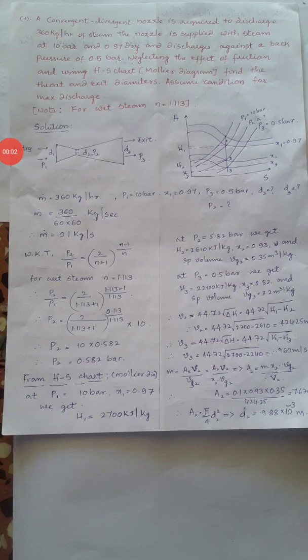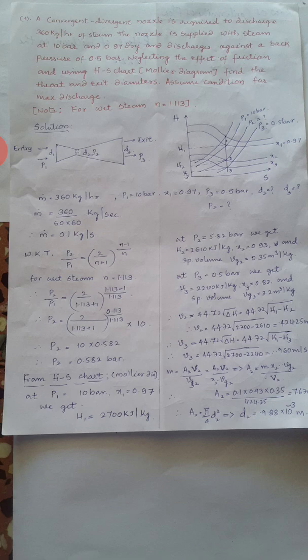Okay friends, after completing the theory part in steam nozzle, now we have to go for the numerical parts. A convergent divergent nozzle is required to discharge 360 kg per hour of steam. The nozzle is supplied with steam of 10 bar and 0.97 dry and discharges against a back pressure of 0.5 bar. Neglecting the effect of friction and using an HS chart or a Mollier diagram, find the throat and exit diameters, assuming the condition for maximum discharge. Note, for wet steam n equal to 1.113. So this is the statement for the given steam nozzle problem.